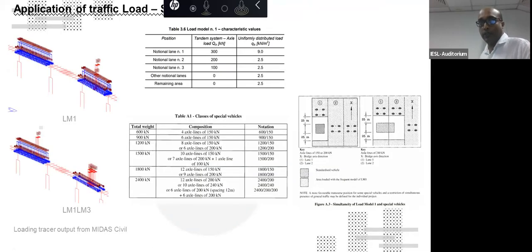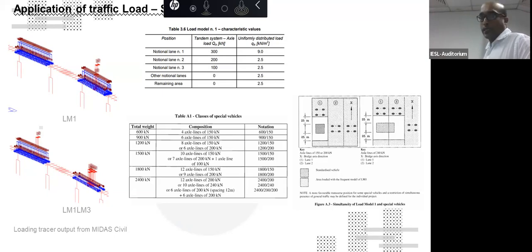Then actually, we use MIDAS for modeling for this. There are a lot of benefits to using MIDAS. Compared with hand calculations, we can do hundreds of combinations of load model 1 and load model 3, as well as load model 1 alone, to find the critical combination where the maximum load comes to the girder.